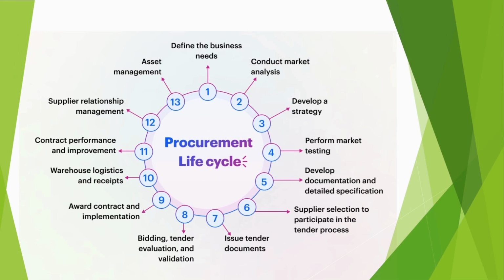Today in our video we are going to be looking at the procurement life cycle or the procurement process. So the procurement life cycle is basically the transition of events that make up the process of procuring goods and services. There are 13 stages of the procurement process or cycle that we are going to be looking at, starting from the point where an organization defines the need up to the last stage, that is the asset management.